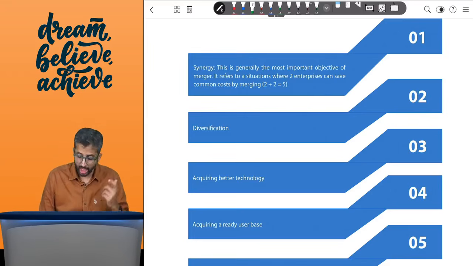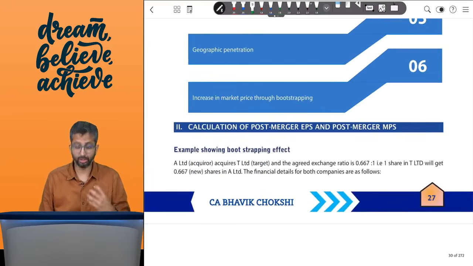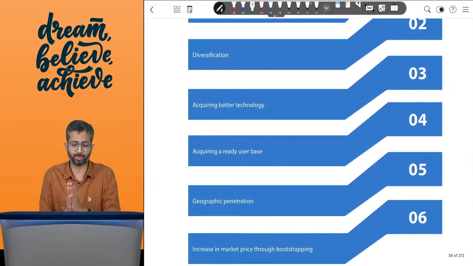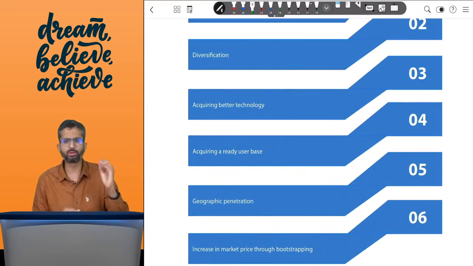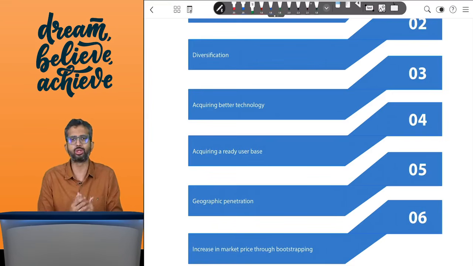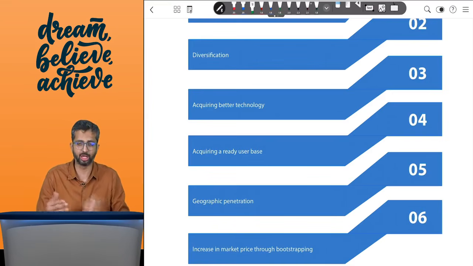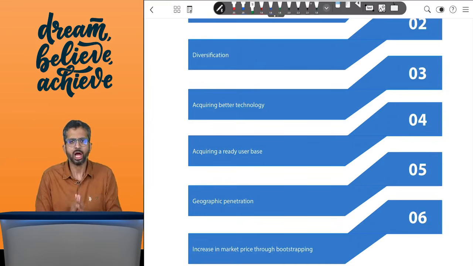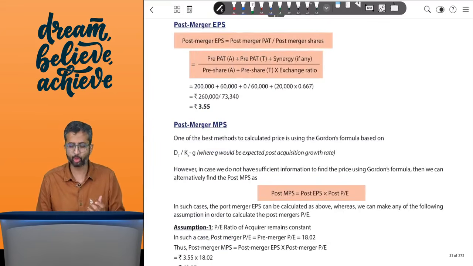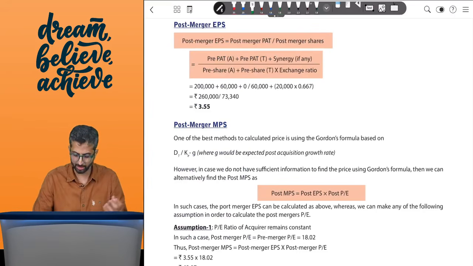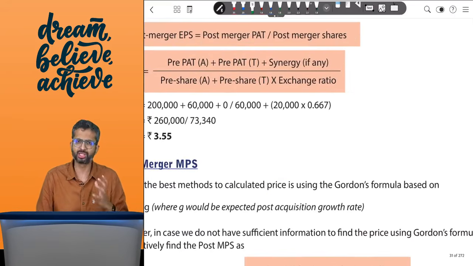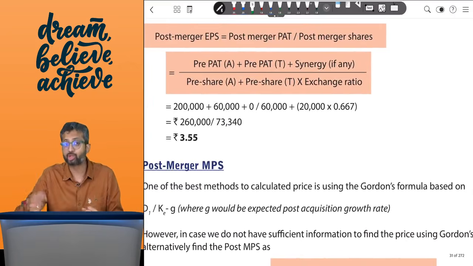At this point, a very important thing has to be figured out from an exam perspective: how do you calculate a lot of post-merger data? One of the most common things that the Institute usually asks regarding post-merger data is calculating post-merger EPS. Now, how do you calculate post-merger EPS? Post-merger EPS is nothing but the total of pre-merger PATs, profit after tax, for both companies, that is pre-merger PAT of the acquirer plus pre-merger PAT of the target, plus synergies if any.